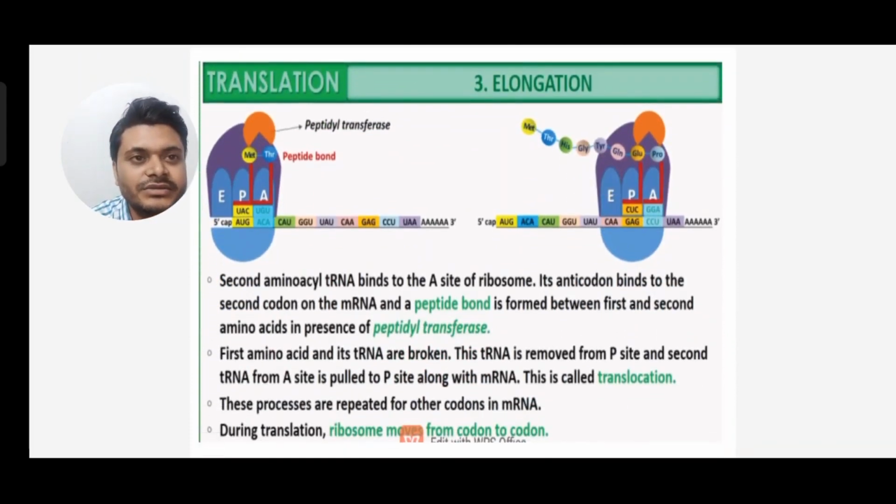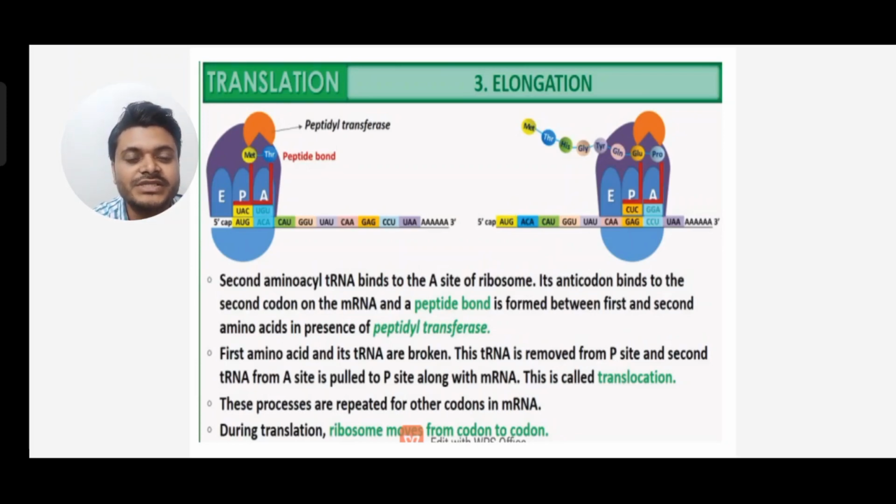Next is elongation. Elongation means this process will continue. The second amino acid tRNA binds to the A site of the ribosome. Its anticodon binds to the second codon on the mRNA, and a peptide bond is formed between the first and second amino acid in the presence of peptidyl transferase.